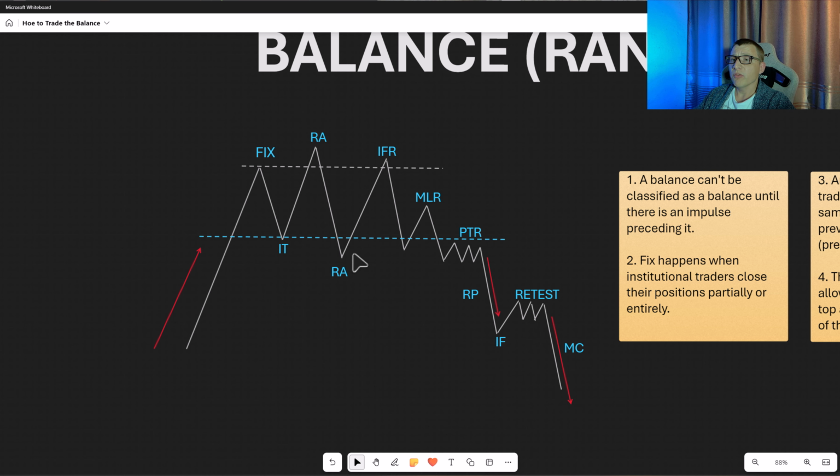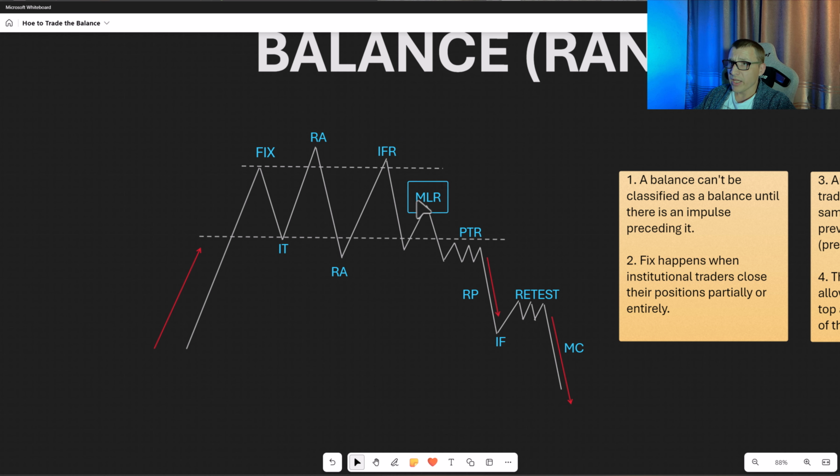Okay, when we have one or two responsive activities fully formed, the next step is the third segment. The third segment of the balance can take different forms. And here on this image, I clearly showed almost every possible type of the third segment. One of them is initial fill reinforcement. What happens here? Institutional traders, participants of the market, just reinforce an initial fill. Here we can also see a responsive activity reinforcement. In this case, the price would go just a bit above.